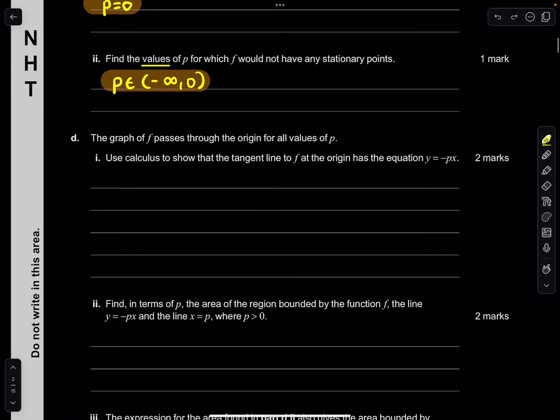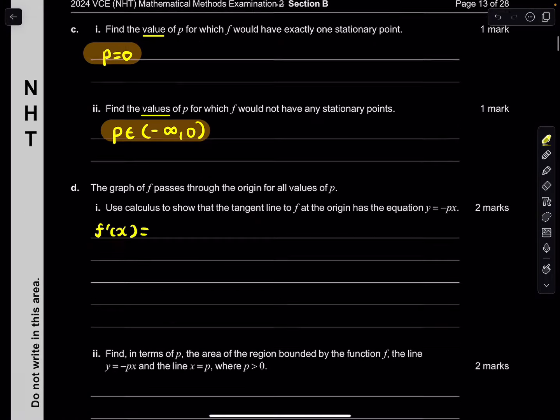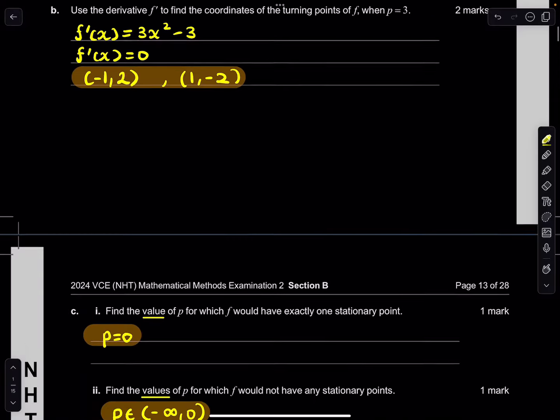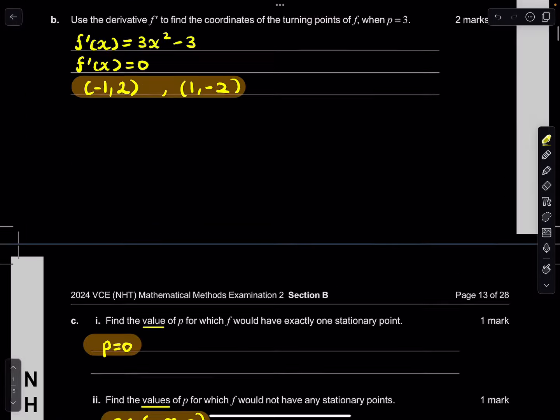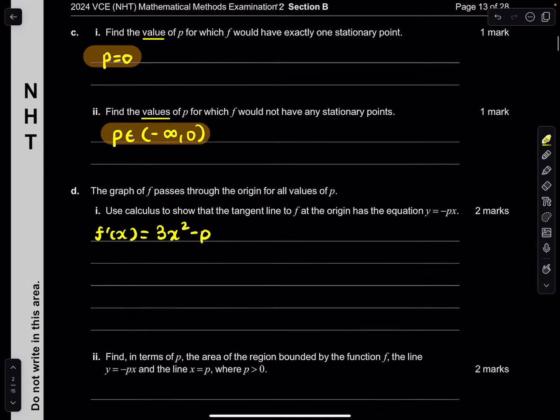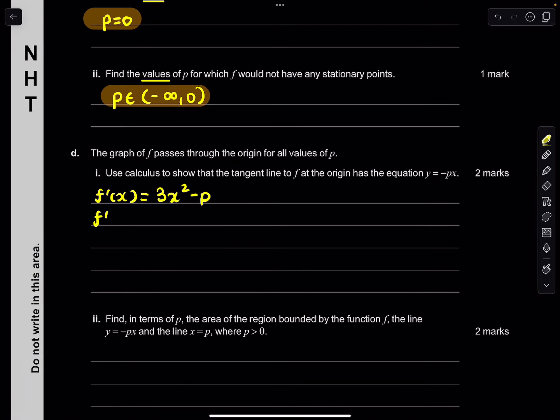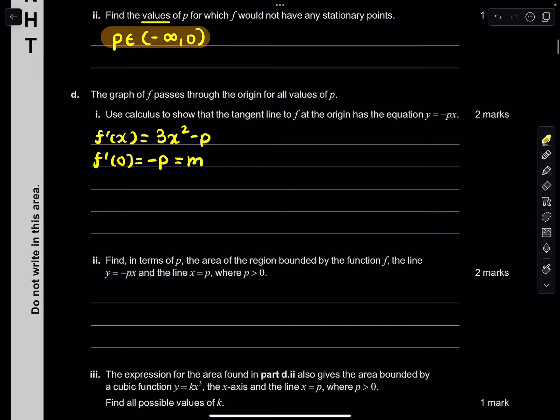So let's do that. First of all, what is f dash of x? f dash of x is 3x squared minus p. Is that right? Yep. So subbing in 0, you get negative p. So this here is your gradient. That negative p is our gradient, m. So we've got our gradient, and we know it passes through 0, 0, which is that point.